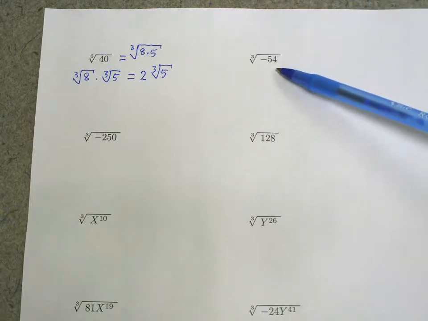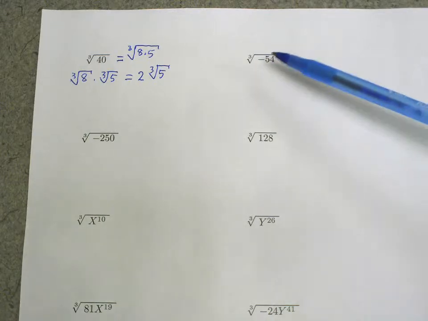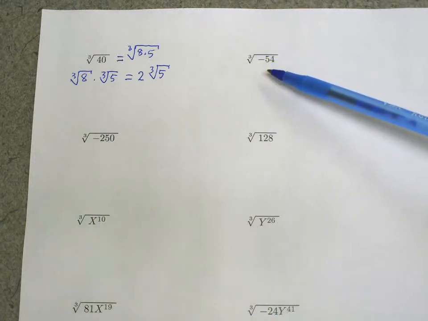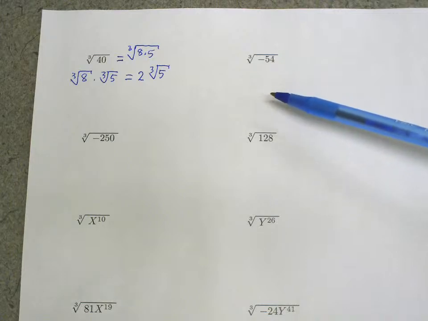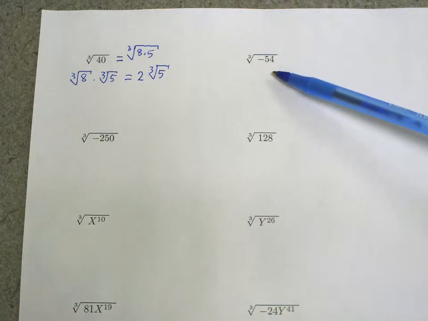The next one, the cube root of negative 54. One thing that's different about a cube root compared to a square root is that a cube root of a negative real number is a negative real number, whereas a square root of a negative real number is not even a real number. So we can simplify this, the cube root of negative 54.